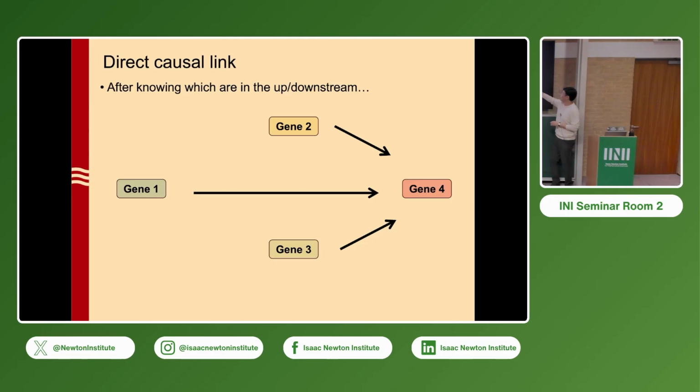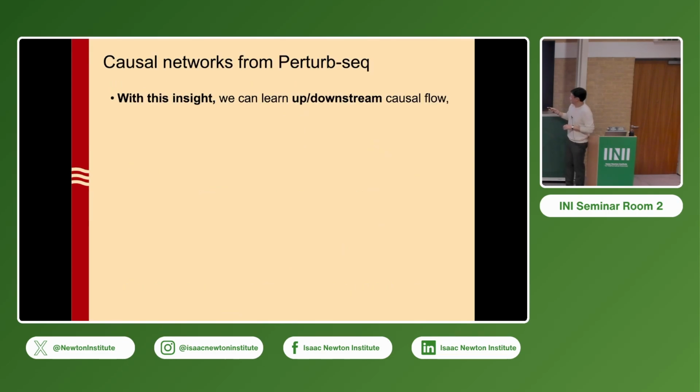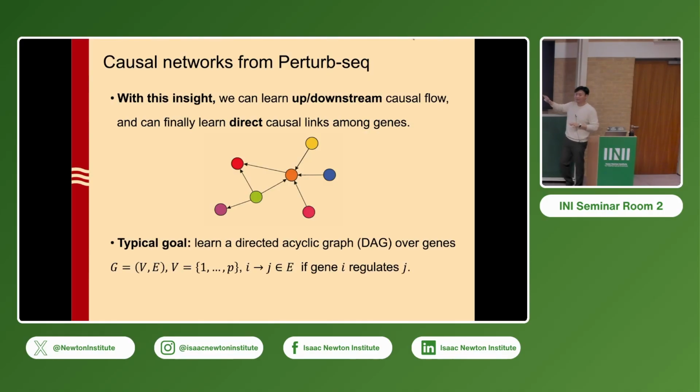Then, let's say for gene 4, you know that genes 1, 2, 3 are ancestors. What you want to do is a conditional independence test to find out which are the direct parents. That's the insight. With this insight, we can learn ancestor, descendant, or upstream and downstream, and then learn direct causal links among the genes. So the typical goal for this type of data is to learn a DAG over genes where an edge from I to J corresponds to the case where gene I regulates gene J.